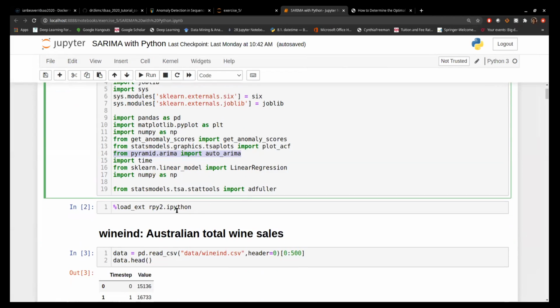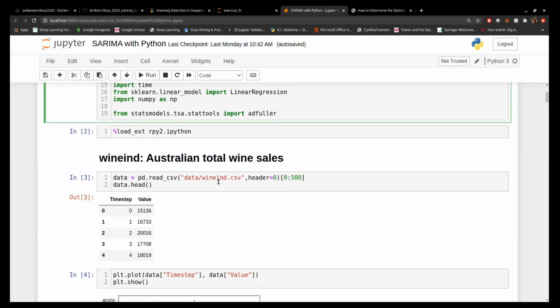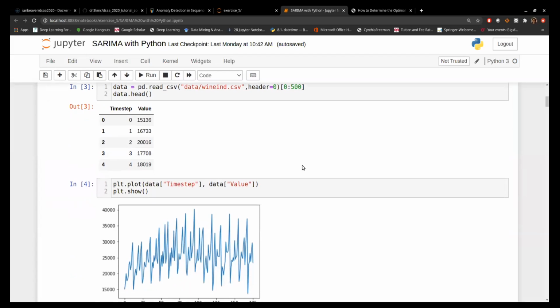I'm also going to use RPy2 here for some trend tests. Now I'm going to load a data set for Australian total wine sales and plot the data set.